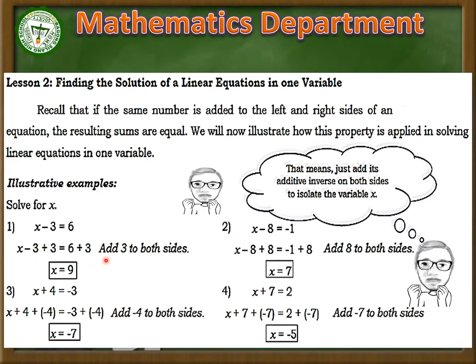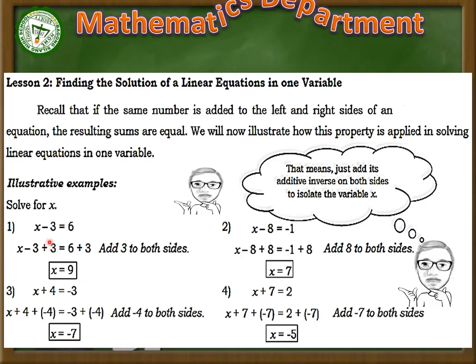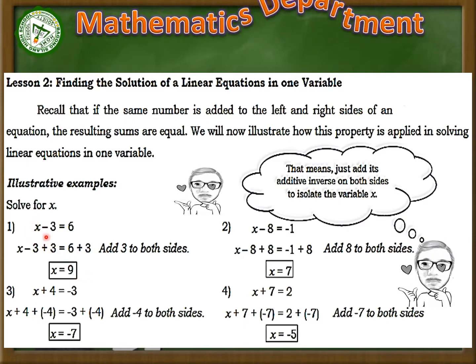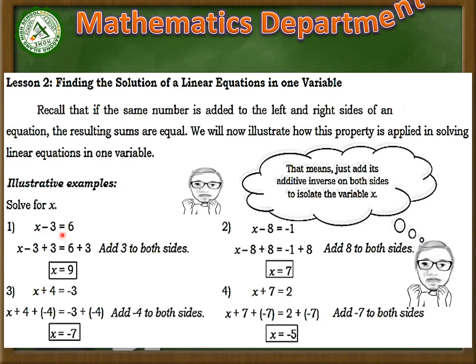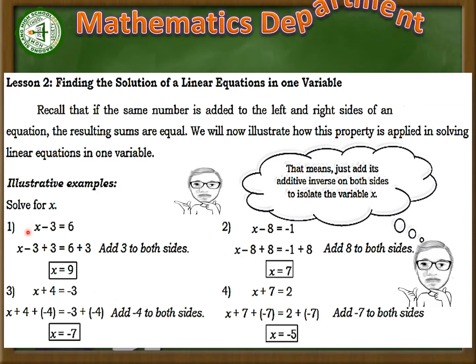Let's check. If x equals 9, this will be 9 minus 3, and 9 minus 3 is equal to 6. So the solution of that equation is 9.